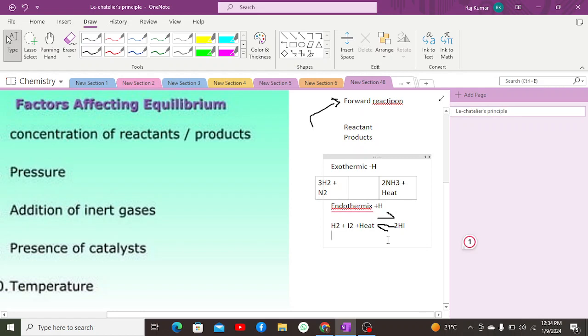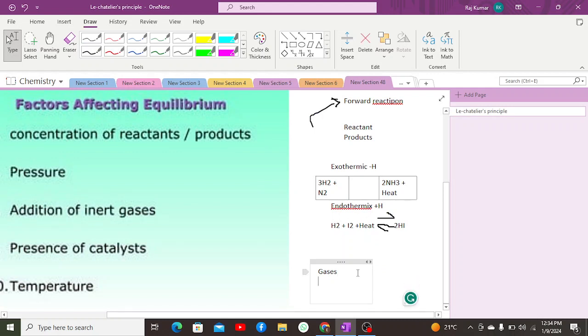One more thing, change in pressure or change in volume is only applicable for those reactions in which gases are involved, and the number of moles of reactants and products should not be the same. So the conditions for the effect of pressure on the equilibrium are such that there should be gases. Of course, equilibrium is there, so a reversible reaction will be occurring.